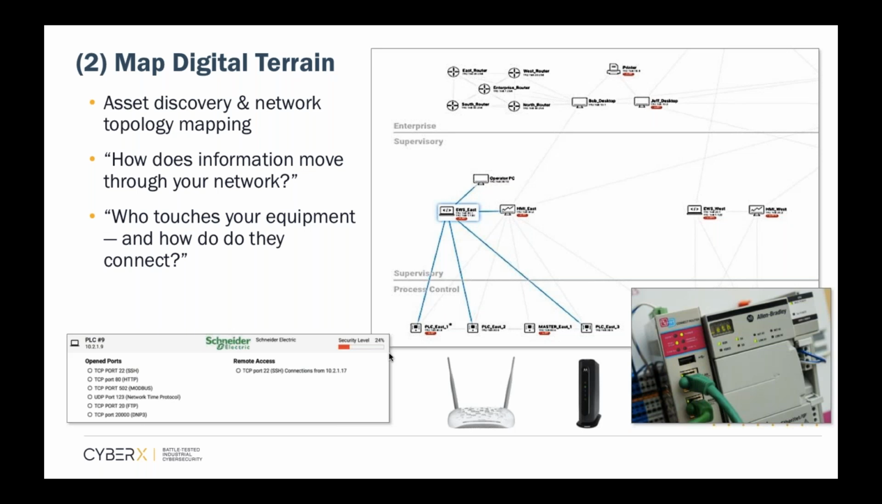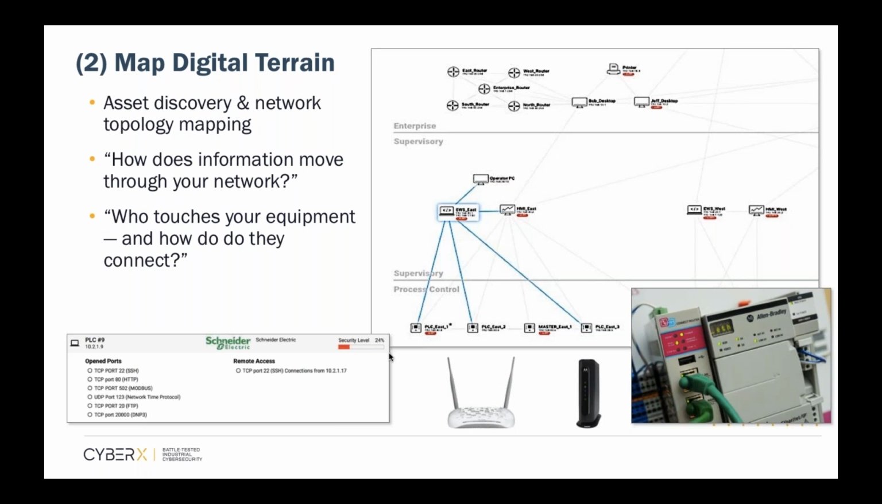So the first thing they want to do is just figure out what the heck is in their network. And then they want to map it. And then, by doing that, they can figure out how information moves through the network and who touches what piece of equipment and how they connect.